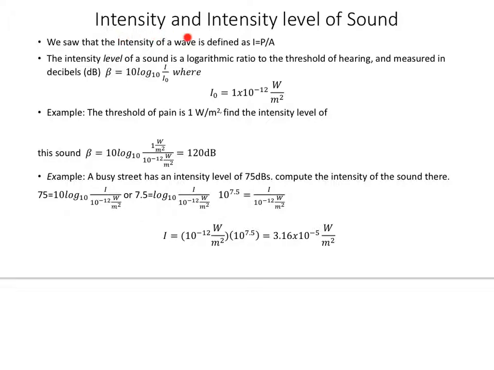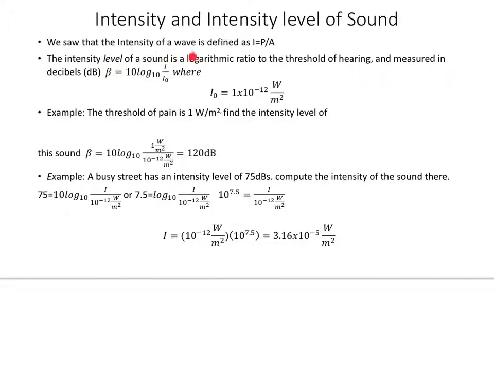All right, now we're going to talk about intensity and intensity level of sounds. So we saw before intensity, we defined that as power per unit area. And now we're going to define something related, and it's called the intensity level of the sound. Now the intensity level, you've probably heard of these units before, it's called decibels, and this is defined as the logarithmic ratio of the intensity of the particular sound to the intensity of the threshold of hearing.